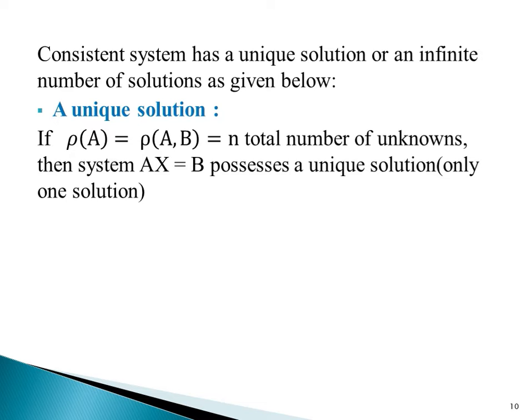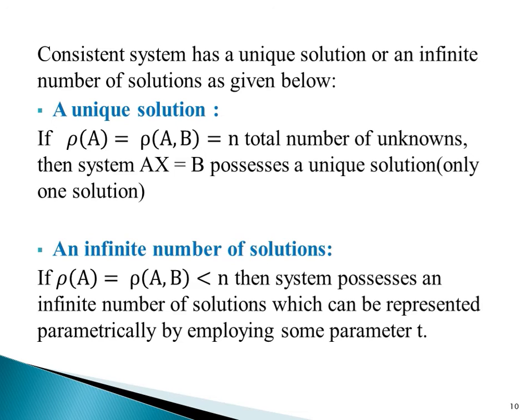Clear? And the second one, if the system is consistent, then it has either a unique or an infinite number of solutions, and the system has an infinite number of solutions if rank of A equal to rank of AB, which is strictly less than n, where again n is the total number of unknowns. Okay, that is, rank of A must be equal to rank of AB and it can be less than the total number of unknowns, then the system possesses an infinite number of solutions which can be represented parametrically by employing some parameter t.